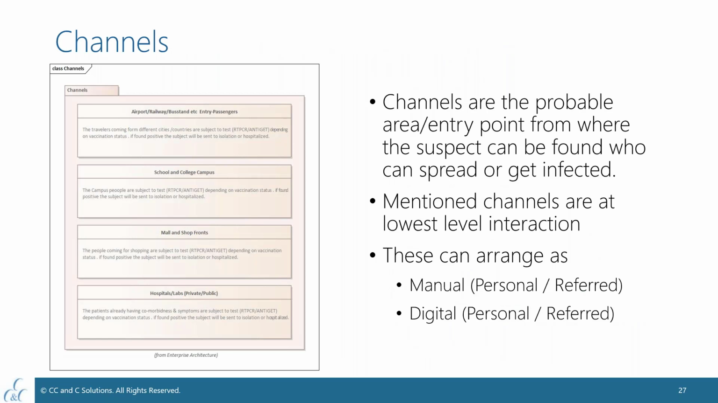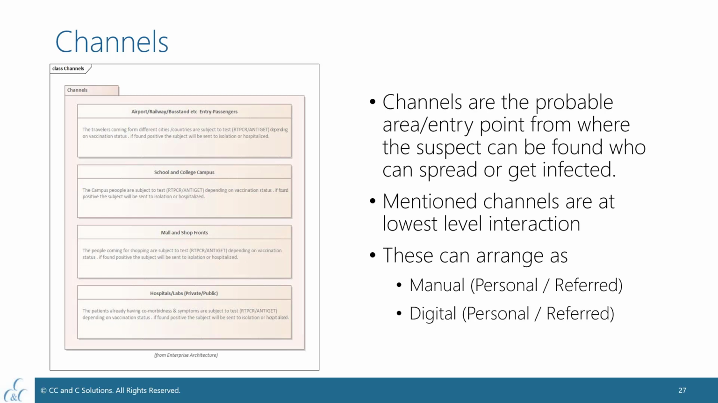Then comes, after modeling this, we also try to see what my entry points are, which is normally called channels. As I said, I am using COVID as a reference. So the channels will be airport, railway station, bus stand is the first, school and college campuses is the second channel, mall and shop fronts are the third one, and hospital, labs, private and public. These are the final ones. So these are multiple channels where a person can be reported, infected, non-infected, or suspected.